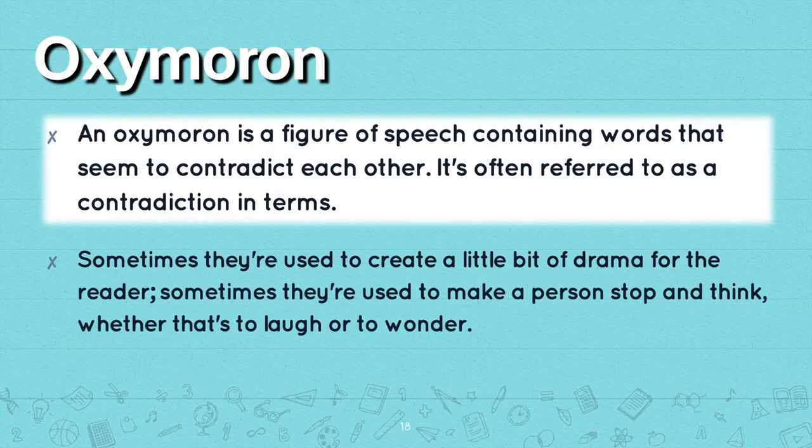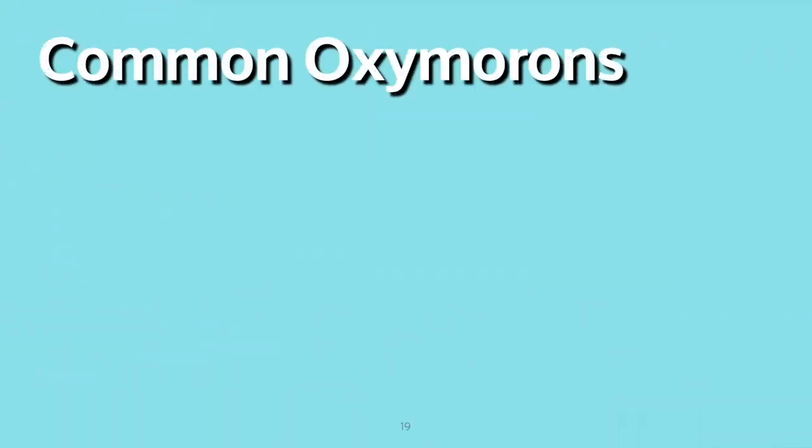Now let's look at oxymoron. An oxymoron is a figure of speech containing words that seem to contradict each other. It is often referred to as a contradiction in terms. Sometimes they are used to create a little bit of drama for the reader. Sometimes they're used to make a person stop and think, whether that's to laugh or to wonder. Let's take a look at common oxymorons.